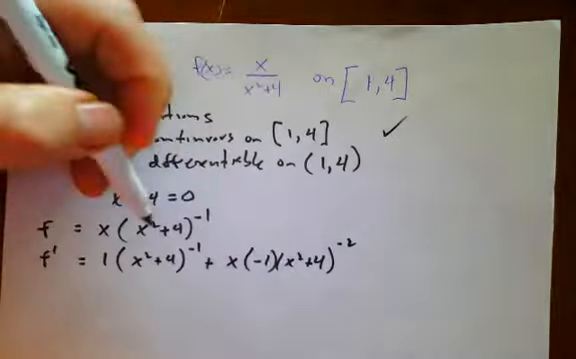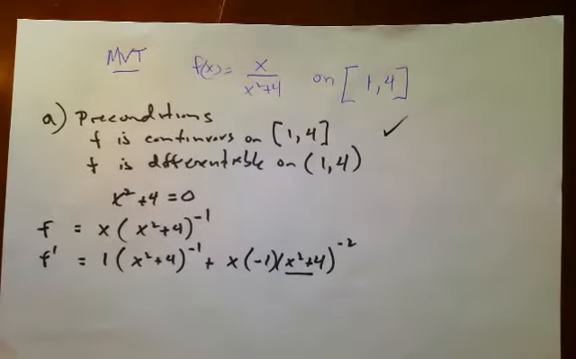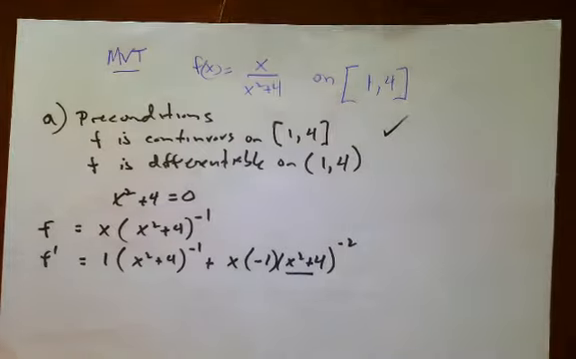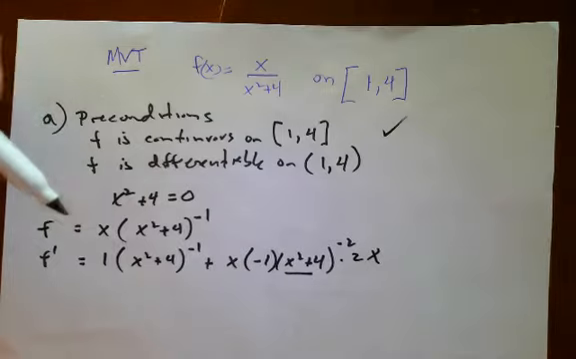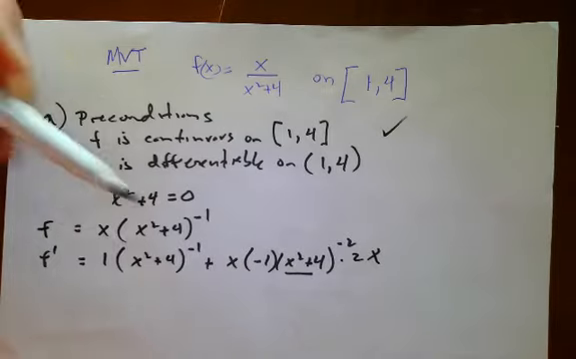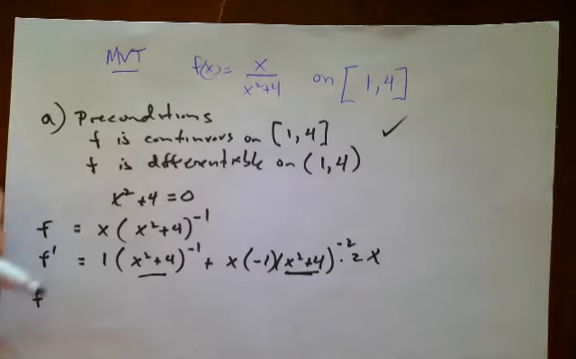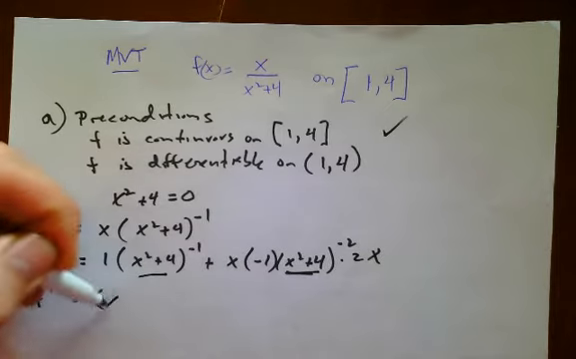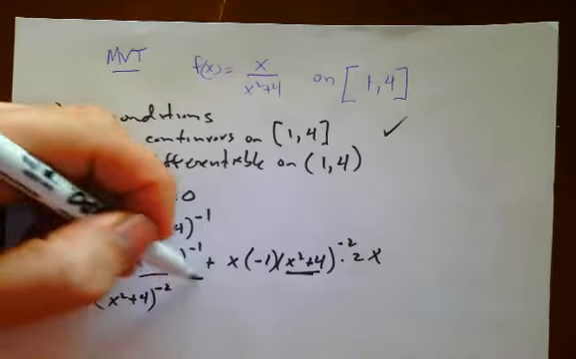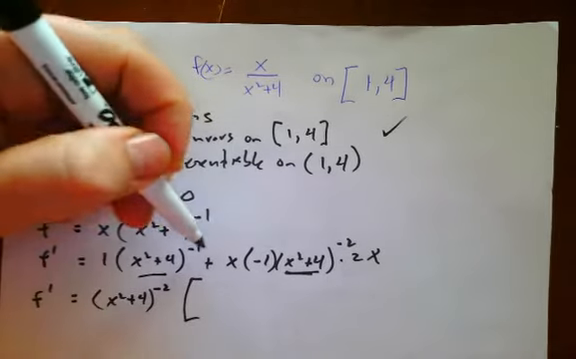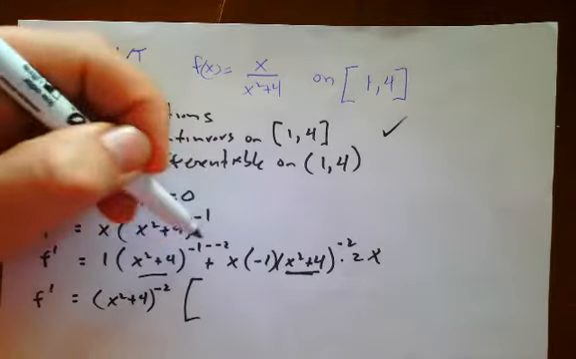I want to rewrite f as x squared plus 4 to the negative 1 times x, and I want to use the product rule. So f prime then is going to be 1 times x squared plus 4 to the negative 1, plus x times negative 1, x squared plus 4 to the negative 2. And please don't forget to take the derivative of that inside function. You need to go back and take that derivative of that inside function. So we need 2x here.